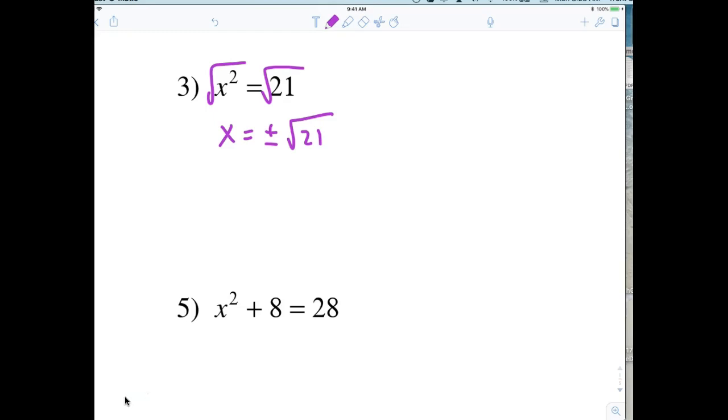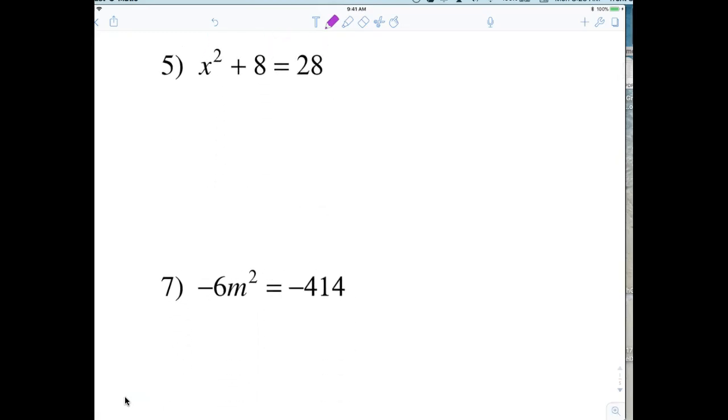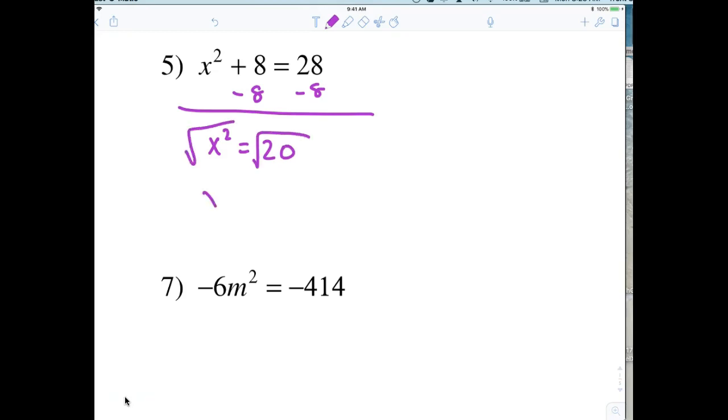Any questions with number 3? That's the answer, because we can't break down 21. Now, number 5, kind of like we isolated a radical, we have to isolate the square. So I have to do what? Minus 8. So I end up with x squared is equal to 20. And so now I want to take the square root, x is equal to plus or minus the square root of 20.